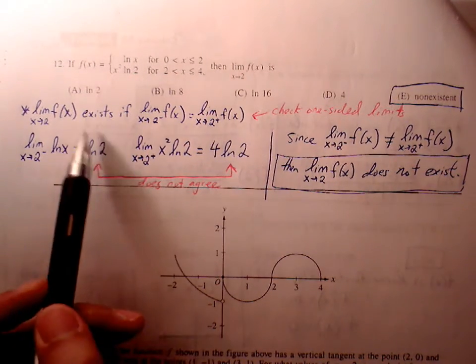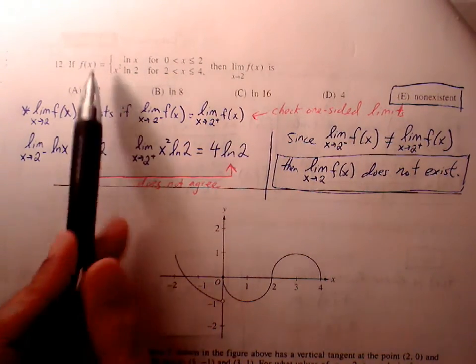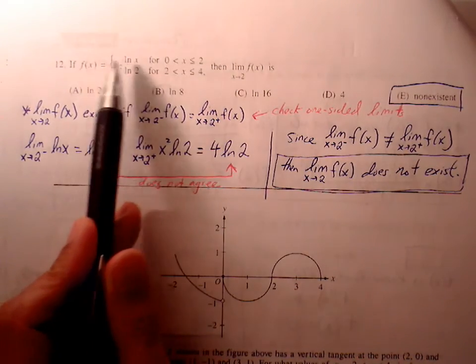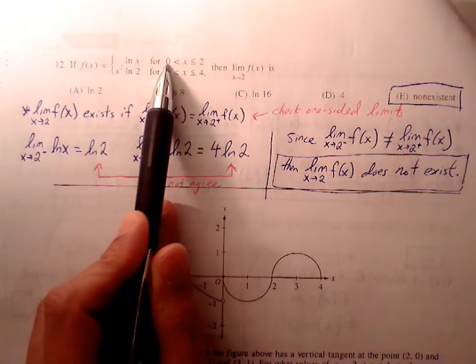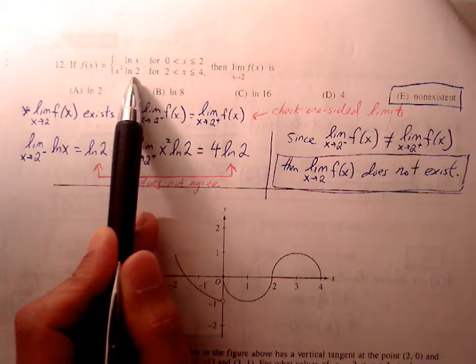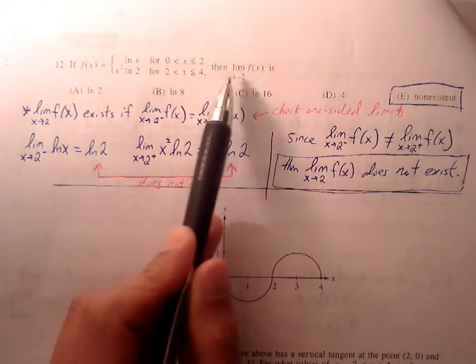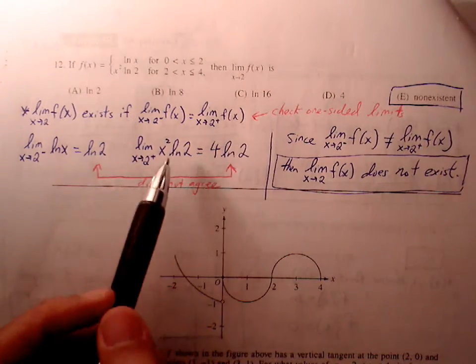Okay, continuing with our multiple choice practice test. We have a function that's defined as a piecewise function, natural log of x between 0 and 2, and then x squared natural log of 2 between 2 and 4. It says find the limit as x approaches 2.